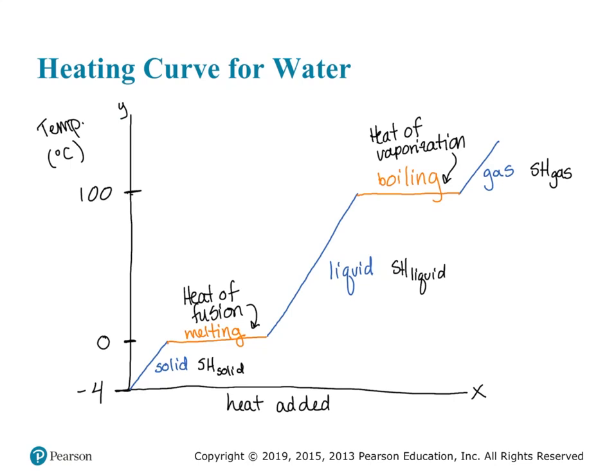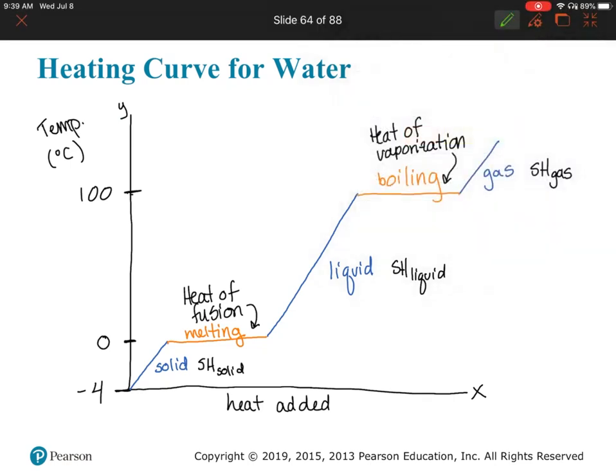Now, what if we're going in the opposite direction? So what if we start with a gas and then we turn it into a liquid? That means we're removing heat, right? And remember, we talked about the opposite process of boiling is condensation. And then what if we cool down our liquid and turn it into a solid? That's called freezing. So if we're going in the opposite direction from gas to liquid to solid, that would be called a cooling curve.